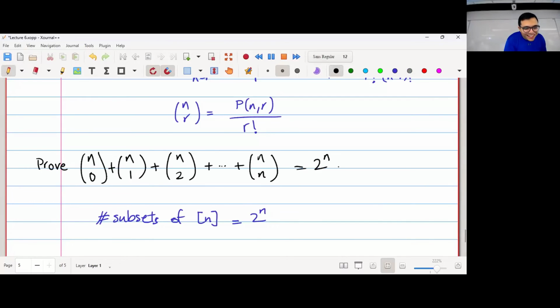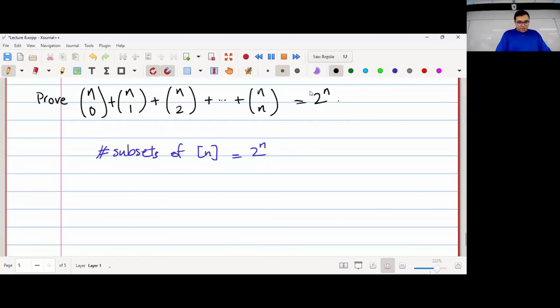Prove this. On the right side, I have the number of subsets of a set of size n. On the left side, I have the number of subsets of size 0, the number of subsets that have 1 element, the number of subsets that have 2 elements, and so on. If I sum these up, it has to be counting all of the subsets. So this is again the number of subsets of a set of size n. I counted the same thing in 2 different ways, so my answers have to be equal.